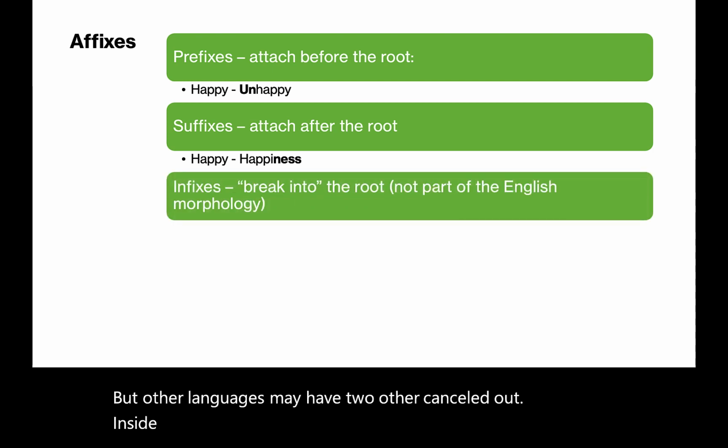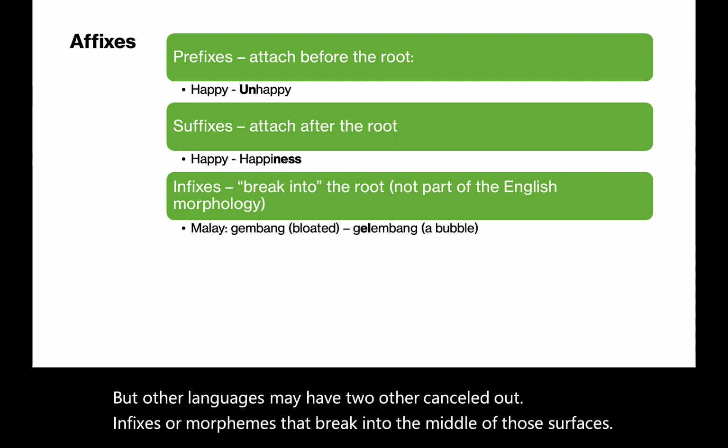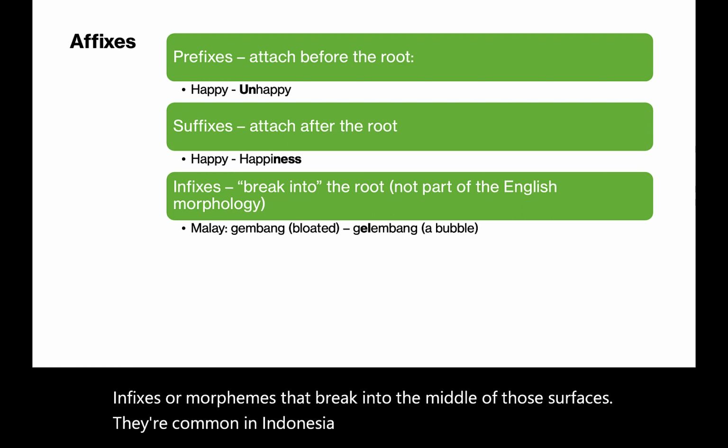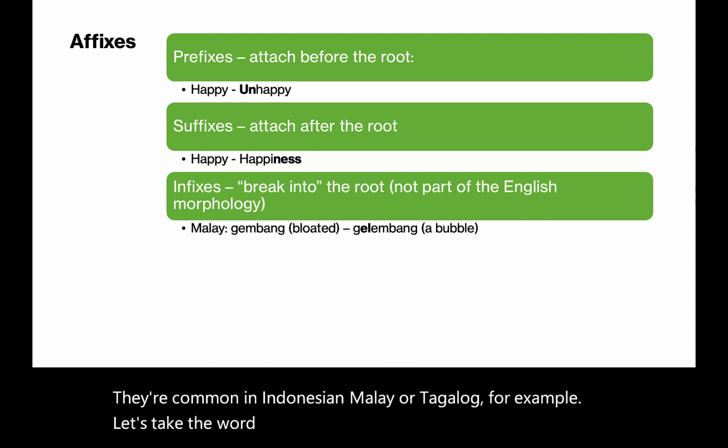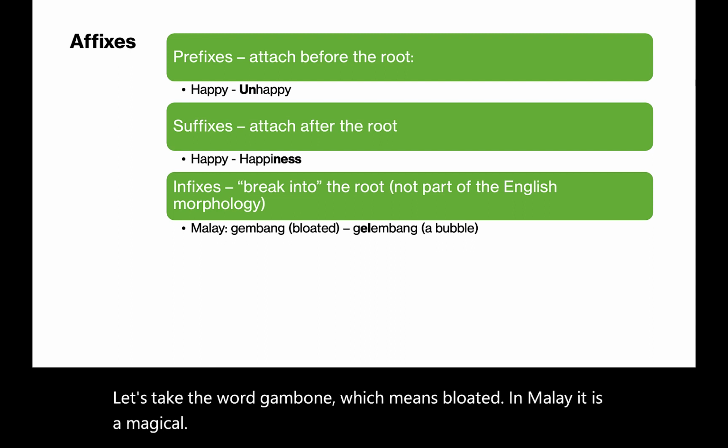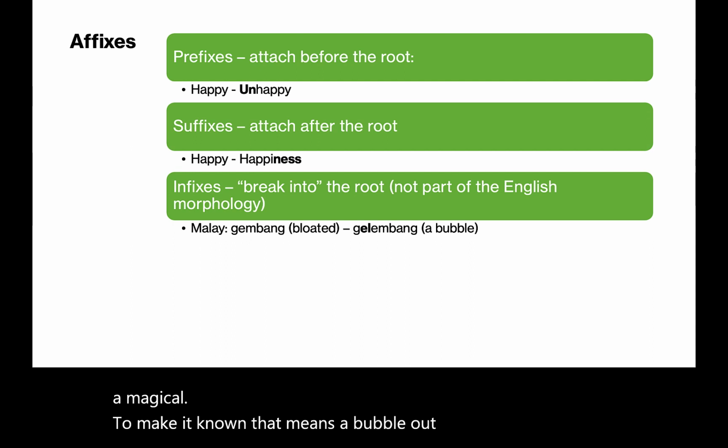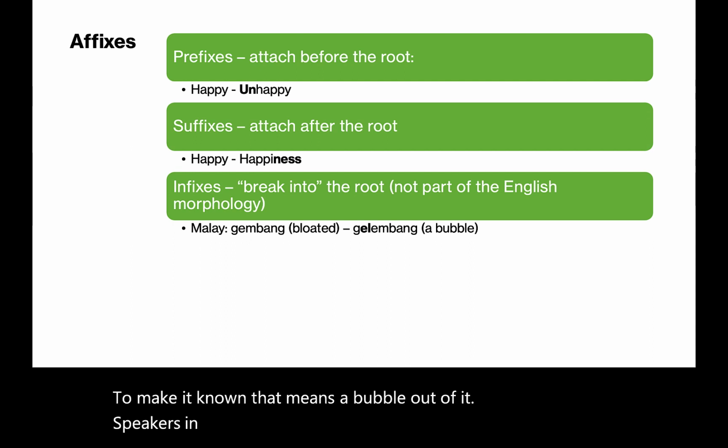Infixes are morphemes that break into the middle of the root, so to say. They're common in Indonesian, Malay, or Tagalog, for example. Let's take the word gembang, which means bloated in Malay. It is an adjective. To make a noun that means a bubble out of it, speakers insert an infix, L, after the first consonant of the root, creating the word gelembang.